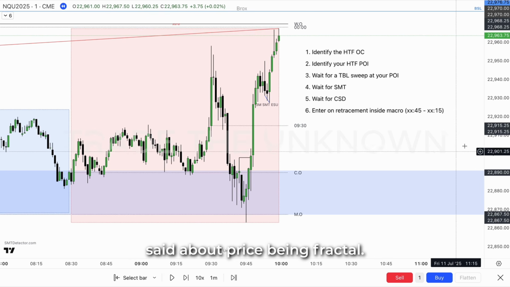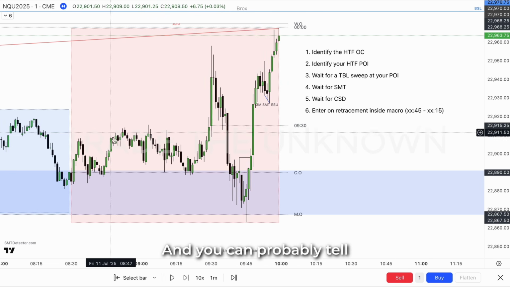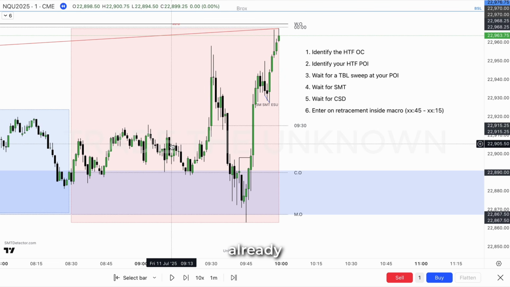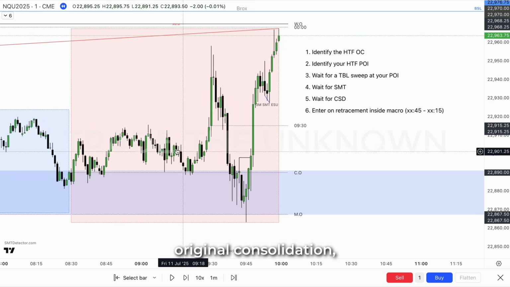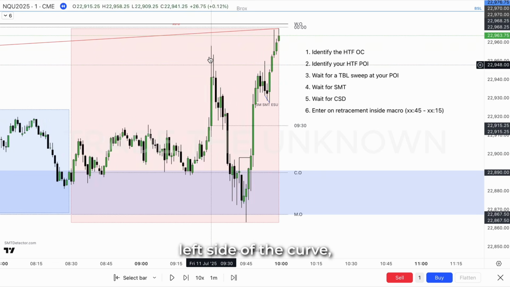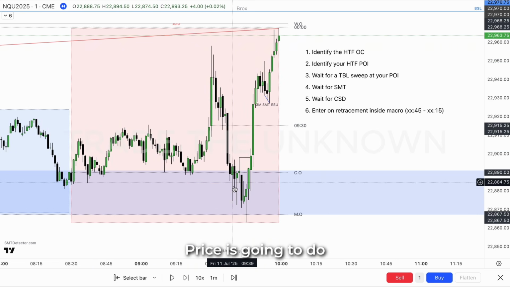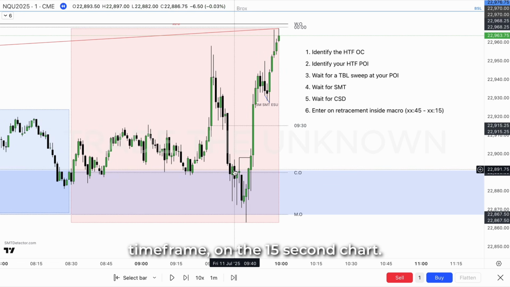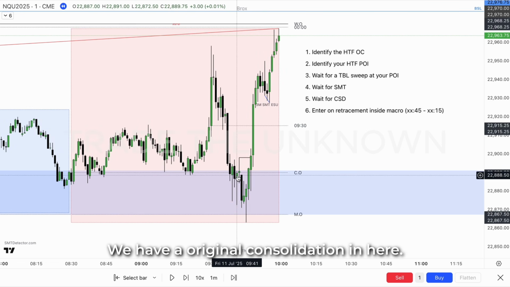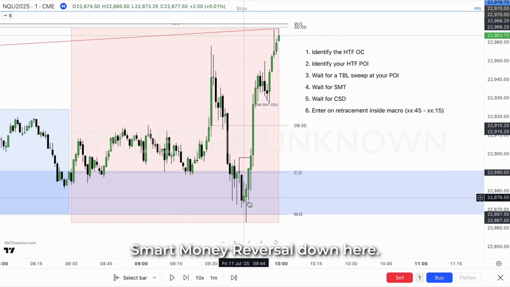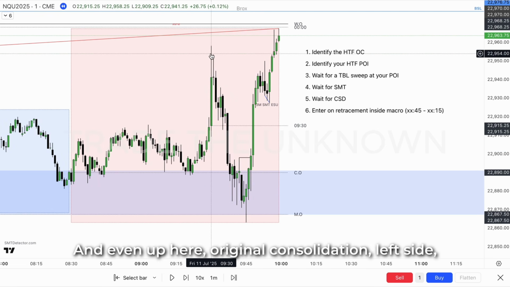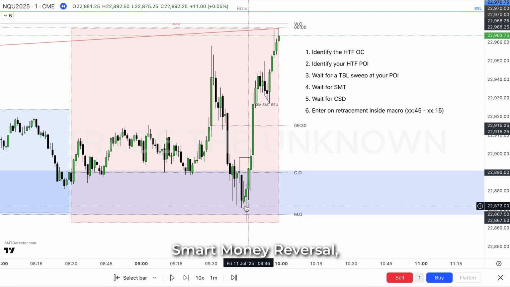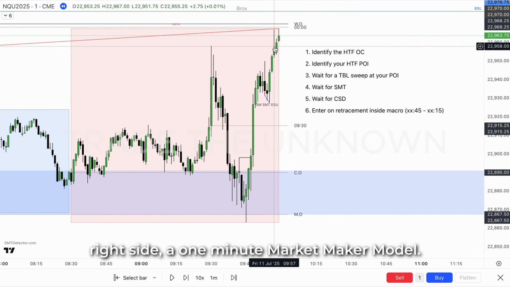Now remember what I said about price being fractal. And you can probably tell already, just by looking at this, that you can see the market maker models. You can see we have our original consolidation, left side of the curve, smart money reversal, right side of the curve. Price is going to do the same thing, where on the lower time frame, on the 15-second chart, we have an original consolidation in here. We have a left side, smart money reversal down here, and we have a right side. And even up here, original consolidation, left side, smart money reversal, right side. A 1-minute market maker model.